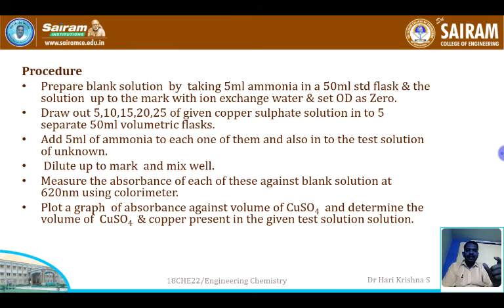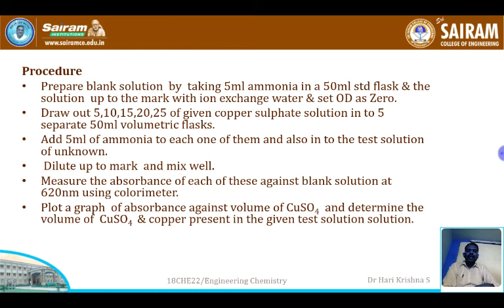So we're going to take the blank in the cuvette, wipe the outside of the cuvette with tissue paper, keep it in the sample holder and set the grating to 620 nanometer. Once you set the grating to 620 nanometer, using the set absorb knob, you are going to set the absorbance to 0. Why? Because it does not contain any copper, any metal. Therefore, it is 0. Then we are going to remove that, then take 5 ml, keep it, and measure the reading. Then take 10 ml, keep it in the colorimeter, and take the reading. Then take 15, 20, 25 and the test solution, and take the absorbance reading and note it down.